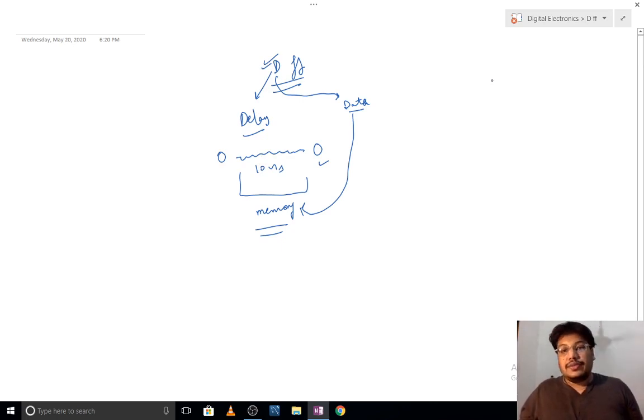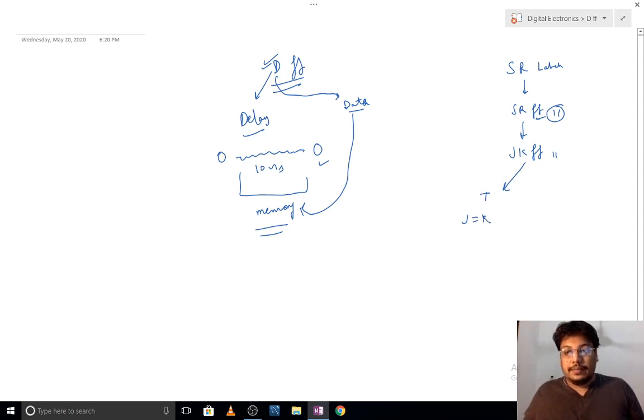As explained in the last video also, when we were taking T flip-flop, initially there was an SR latch, then we converted it into an SR flip-flop, then for the SR flip-flop we converted it into a JK flip-flop to handle the situation when S and R both are 1. This was a disadvantage there, but here it acts as an advantage. Then out of JK we found T flip-flop when J is equal to K.